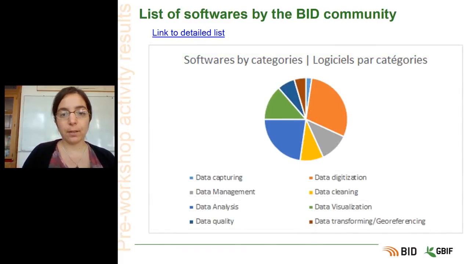Here you can see a graph that represents the list of software that was recommended by the BID community. You can see that these software are very diverse. We have data capturing software, data management, data analysis, data quality, data digitization, data cleaning, data visualization, and data transforming or georeferencing software and tools.